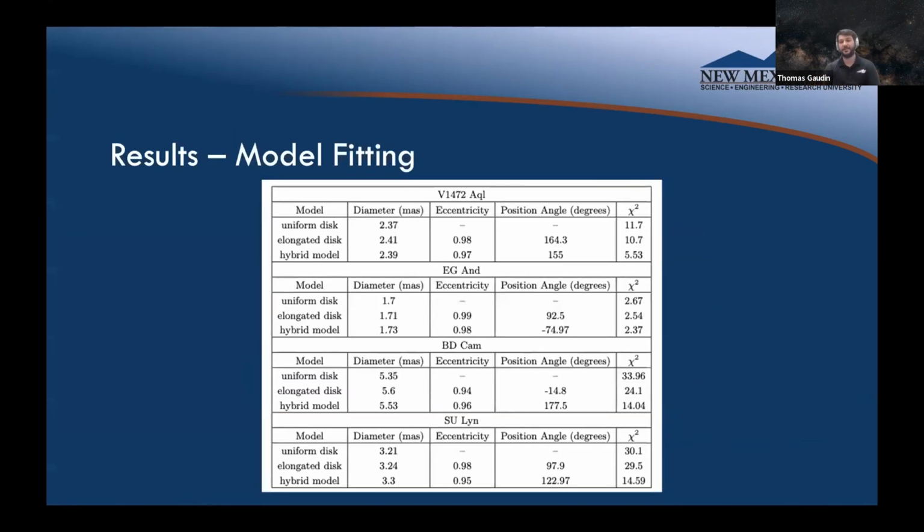Onto our results. For our model fitting phase, we fit each of our 3 models to our 4 targets, and we found interesting evidence of asymmetry, but very little evidence of a Roche lobe from our model fitting. So we see for V1472 Aquila, BD Cam, and SU Lin that we were able to improve our chi-squared from our model fitting by almost a factor of 2 in each case by fitting the hybrid model in favor of either the elongated disk or the uniform disk model.